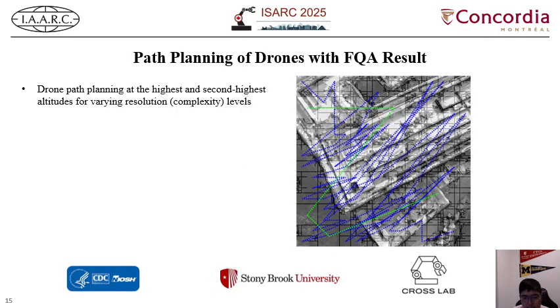Here is the path planning result of drones with FQA. We overlap the result here. For drone path planning, we use two drones. One will cover at a higher altitude, shown as the green line and green dots. It will cover the larger, coarser blocks, whereas the other drone at the lower altitude will cover those smaller grid areas with more detailed scans, with different complexities.